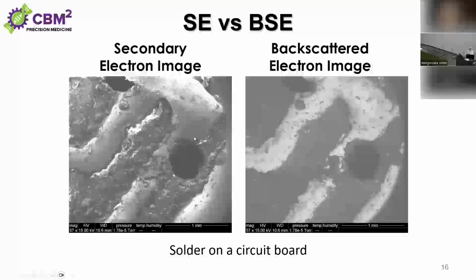This kind of tells you that. This is the backscattered electron image. This is solder on a circuit board. And the secondary electron image is giving you different types of information than you can get from the backscattered electron image. So the bottom line is the electron microscope will collect both images, and sometimes you can compare and contrast both of those images to get contrast features that you wouldn't normally see with just one or the other.